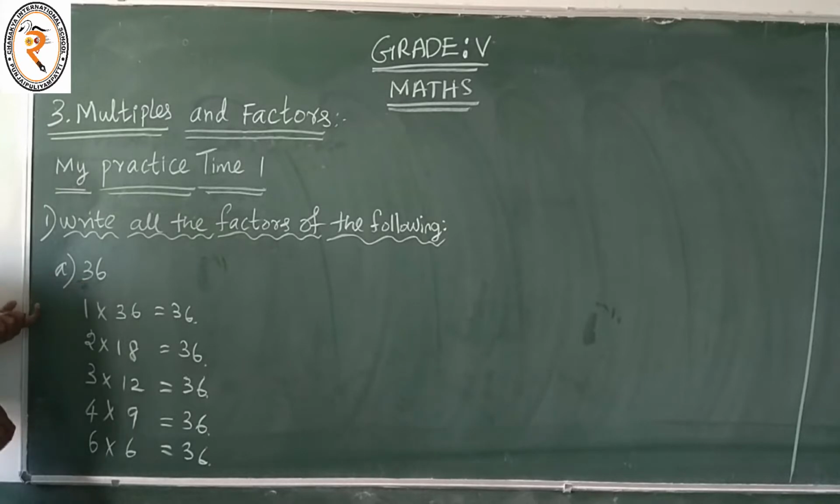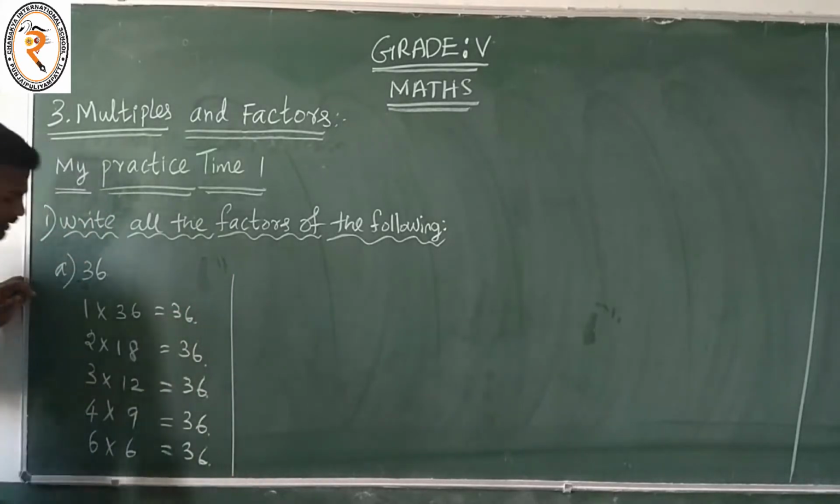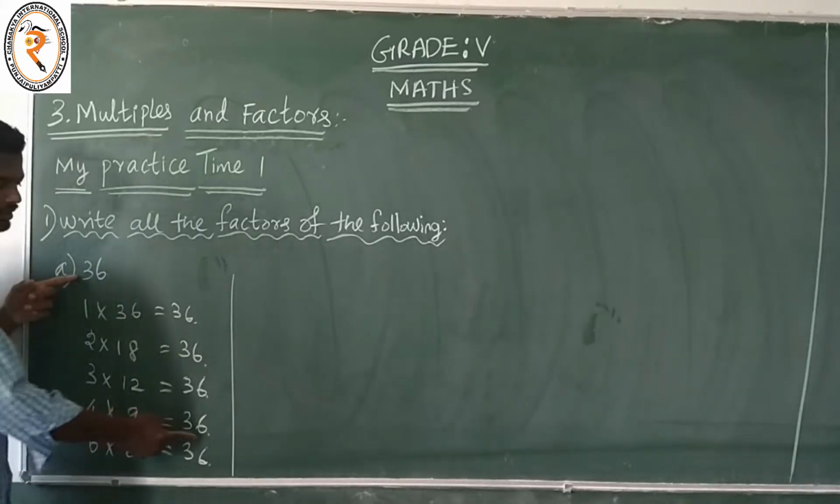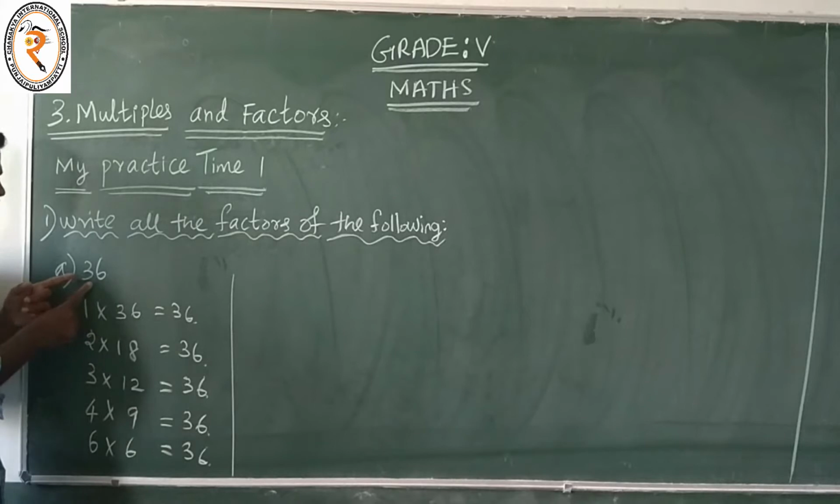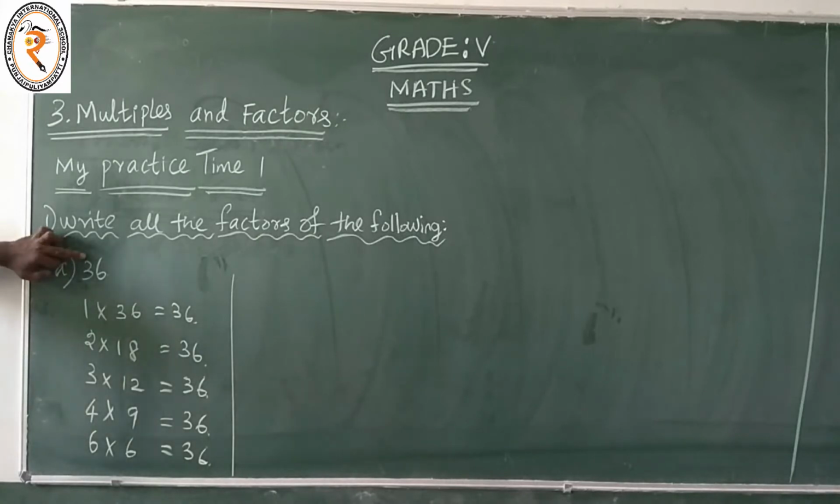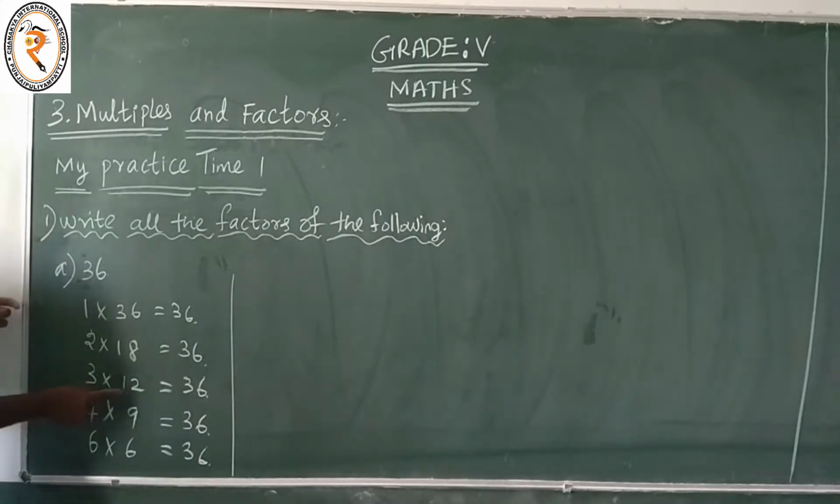Ninth table, 9 fours are 36. In the tenth table, 36 is not there. In the 11th table, 36 is not there. Next, 12th table, 12 threes are 36.